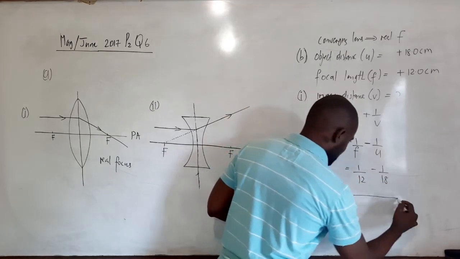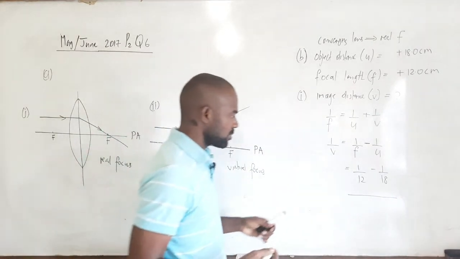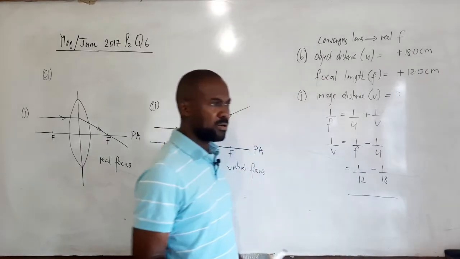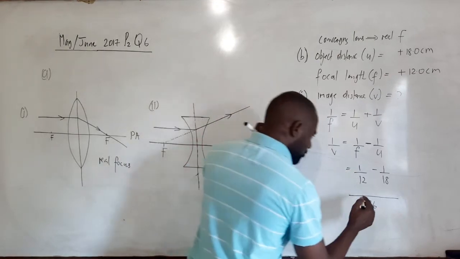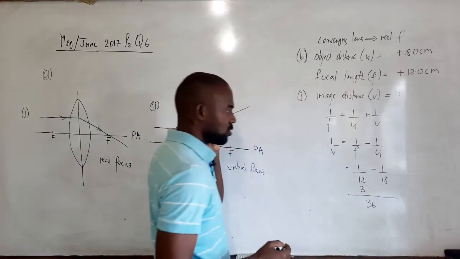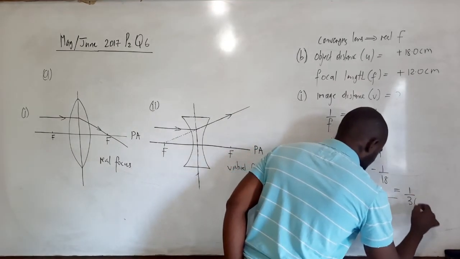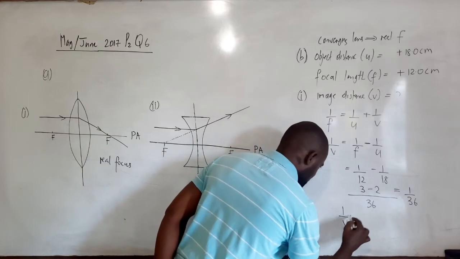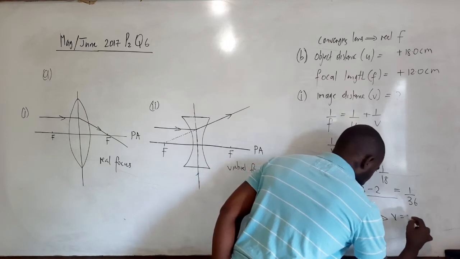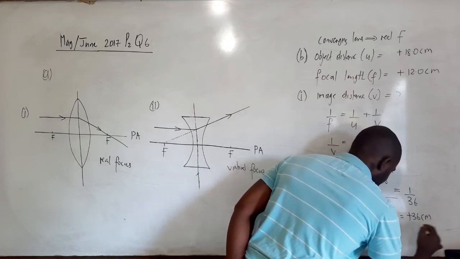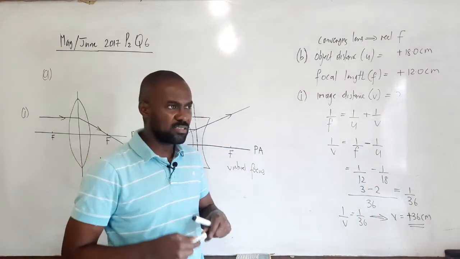Again, we could use our calculators, but it's a simple fraction, so we could easily find the LCM of 12 and 18 and proceed to add them as fractions. So LCM of 12 and 18, that would be 36. So 12 into 36 goes 3 times, 3 ones 3. 18 into 36 goes 2 times, 2 times 1, that is 2. And so this becomes 1 over 36. So 1 over V equals 1 over 36. And therefore, this simply means that V, the image distance, is equal to a positive 36 centimeters. So we must put our unit, right? So the image distance V is a positive 36 centimeters.